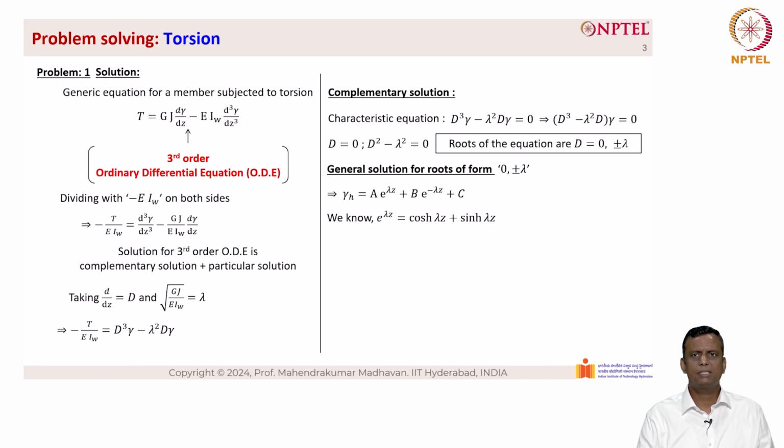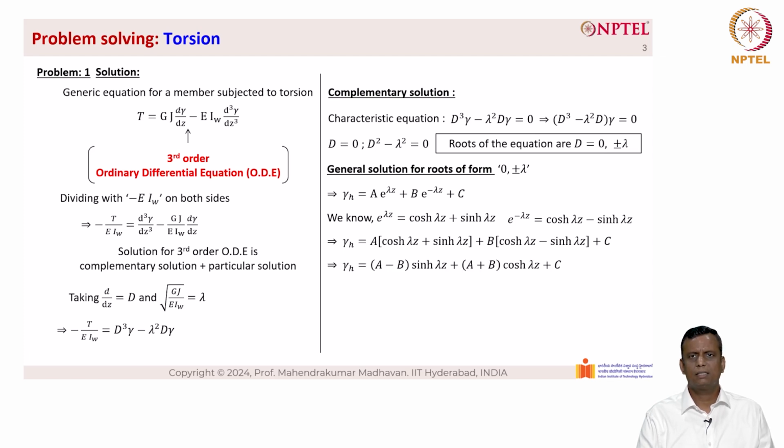We know that e power lambda z equal to cosh lambda z plus sinh lambda z, and e power minus lambda z equal to cosh lambda z minus sinh lambda z. So gamma h is equal to A into cosh lambda z plus sinh lambda z plus B into cosh lambda z minus sinh lambda z plus C. Now we can arrange this equation in the form gamma h equal to A minus B into sinh lambda z plus A plus B into cosh lambda z plus C. A minus B is a constant and A plus B is also a constant, which can be replaced as X and Y. So gamma h equal to capital X sinh lambda z plus capital Y cosh lambda z plus C.